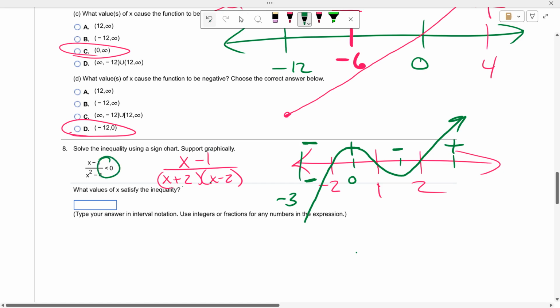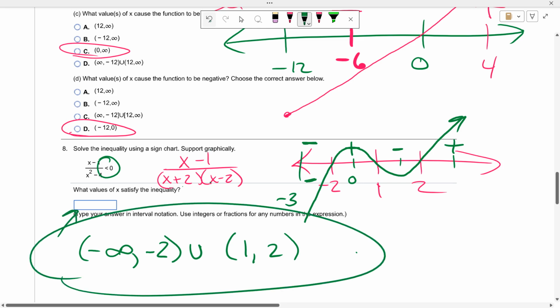So it's wondering, where is it negative? Well, it's negative from negative infinity up to negative 2. Then it's positive from negative 2 to 1. And then it's negative again from 1 to 2. And that's positive there on after. So that goes in there.